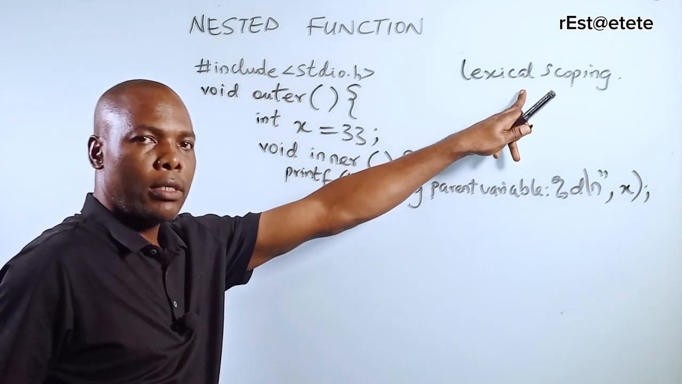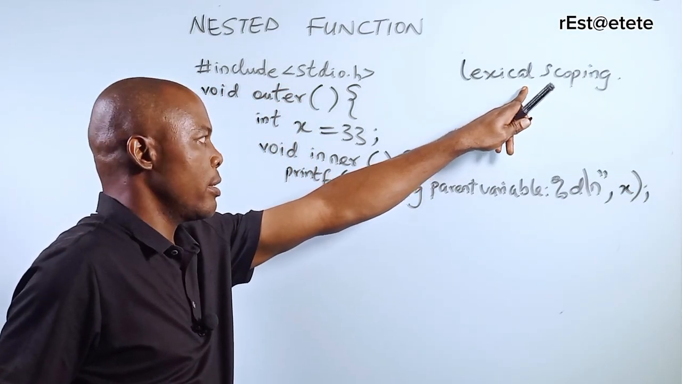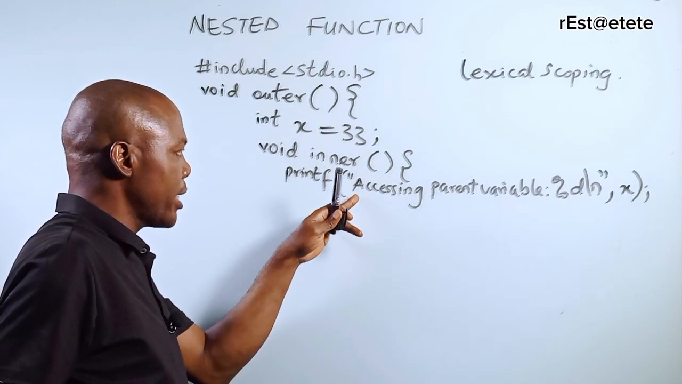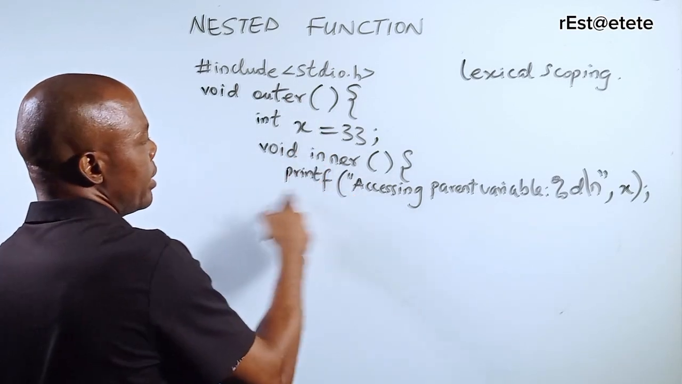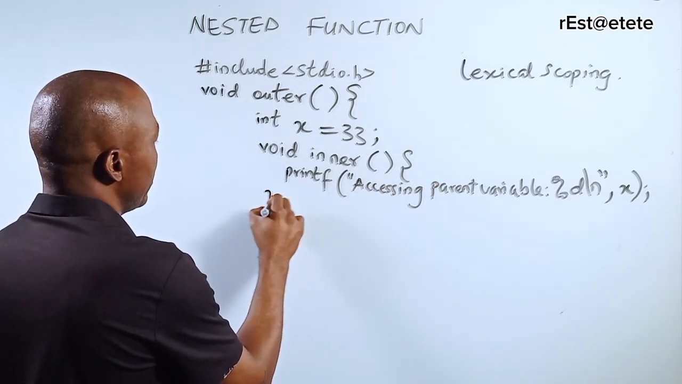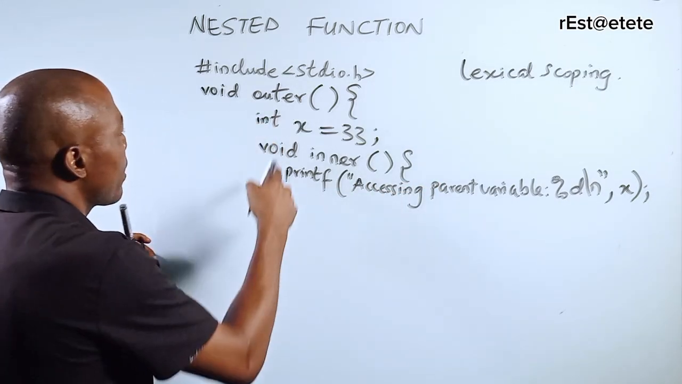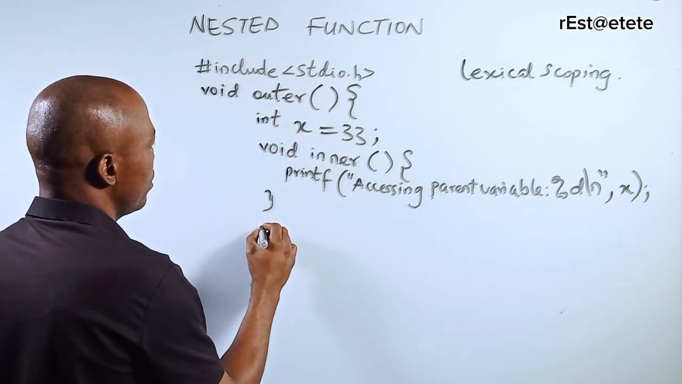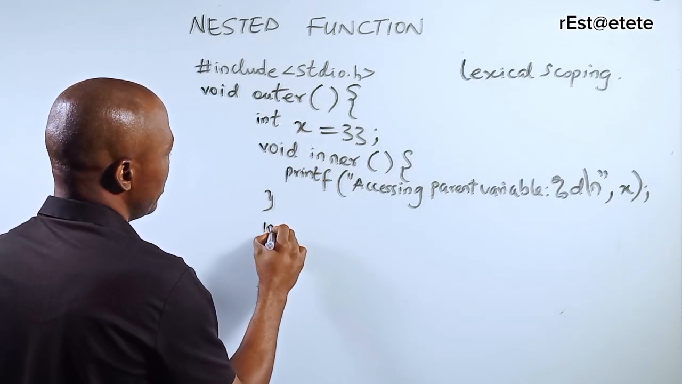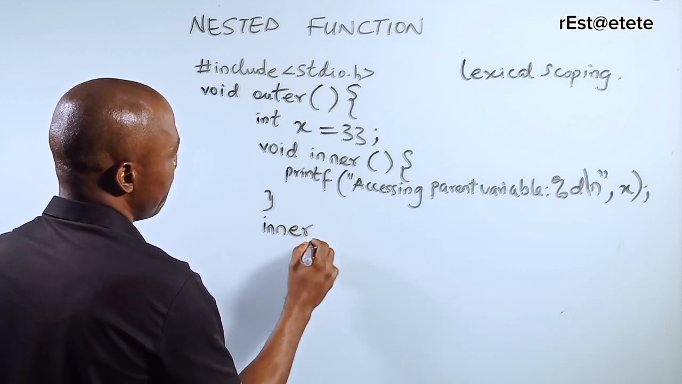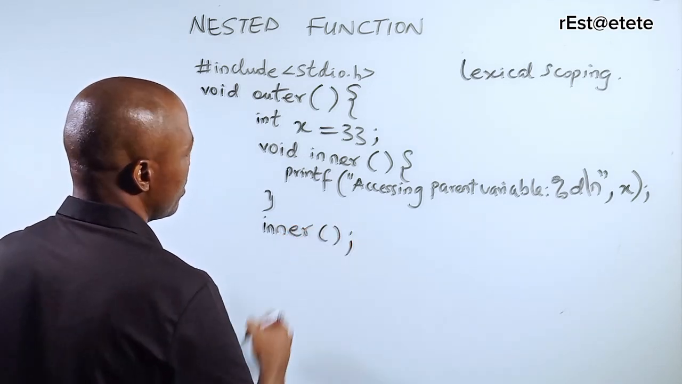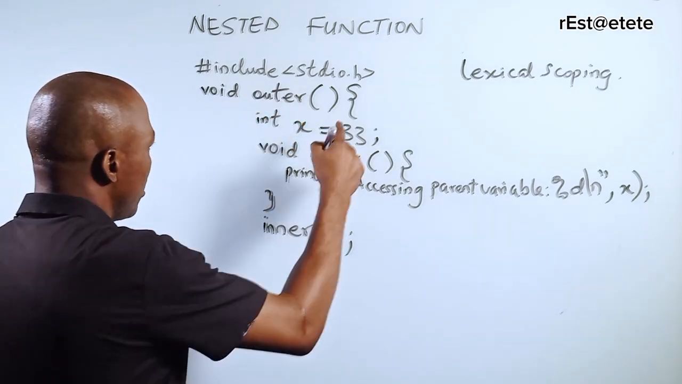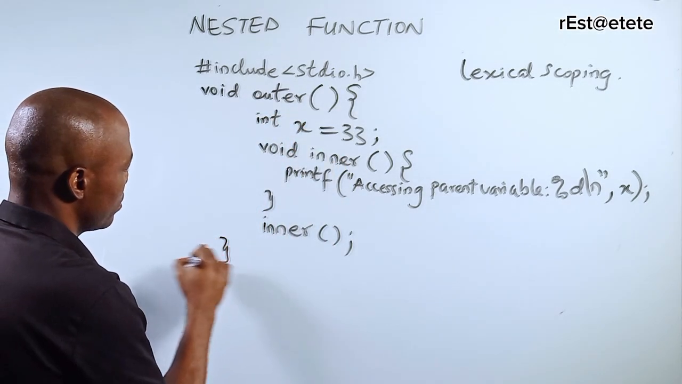So because of this, I am able to access this value from inside the child, this inner function. Then here I am going to close my inner function, and then I will call this inner function from this outer function. So I will say inner. So I am calling this inner function inside the outer function. All right, so I'm going to close my outer function.